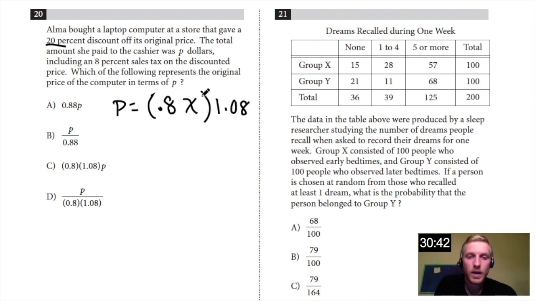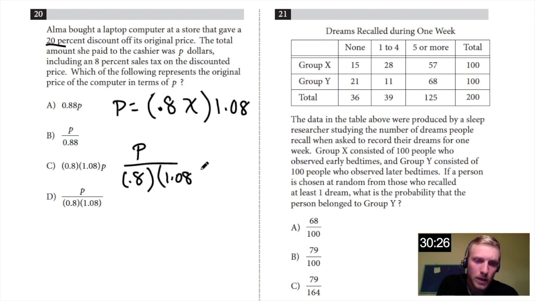So now we want to isolate x. We want our original price in terms of P. So we can say P over 0.8 times 1.08 is equal to x, our original price. So P over 0.8 times 1.08. Answer D should be our answer.